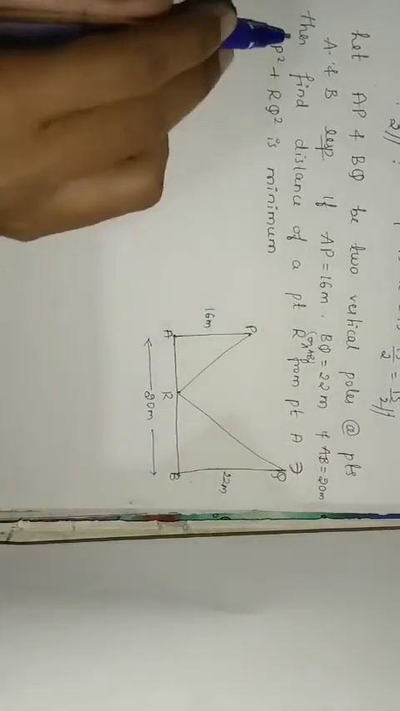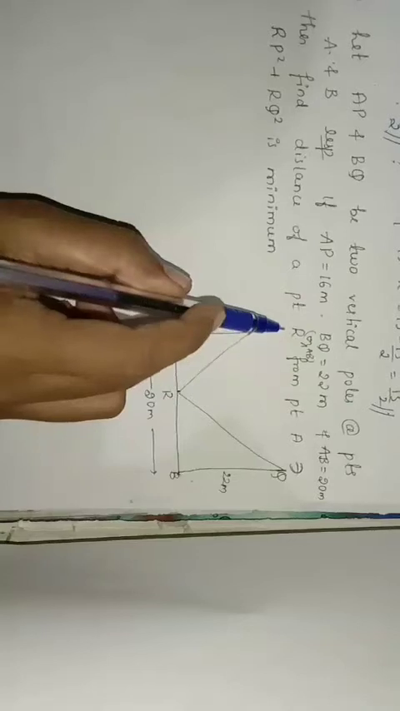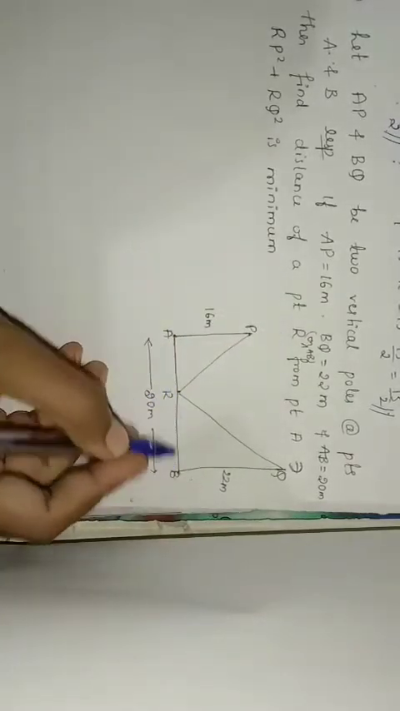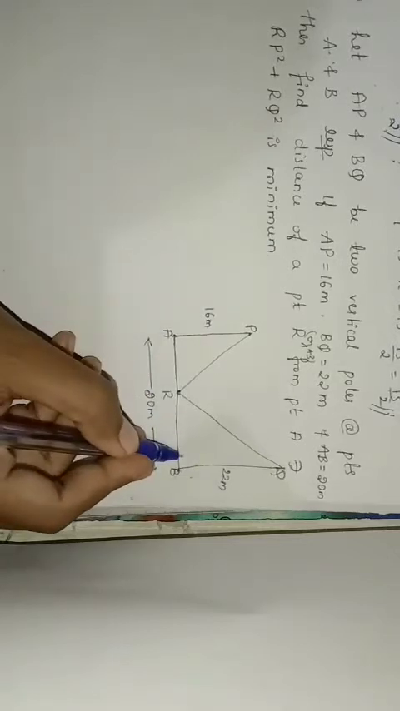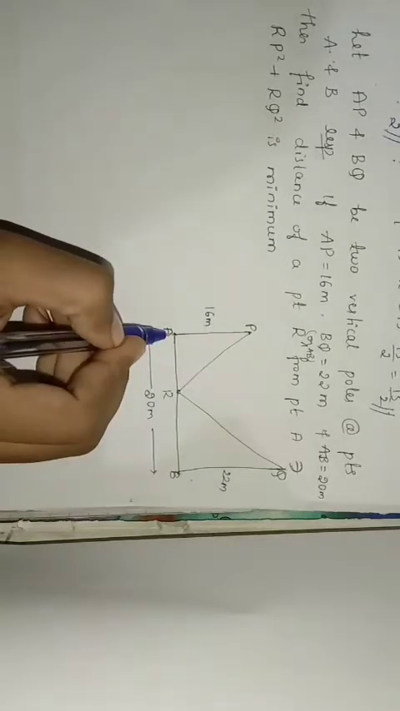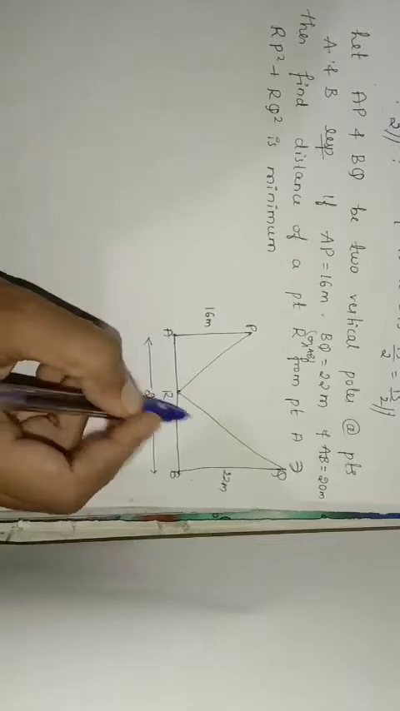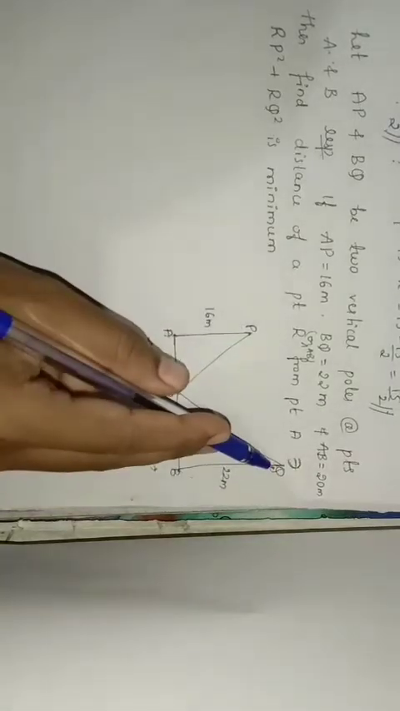Okay. So then find the distance of a point on AB. Okay. Distance of a point R on AB from point A such that RP square plus RQ square is minimum.